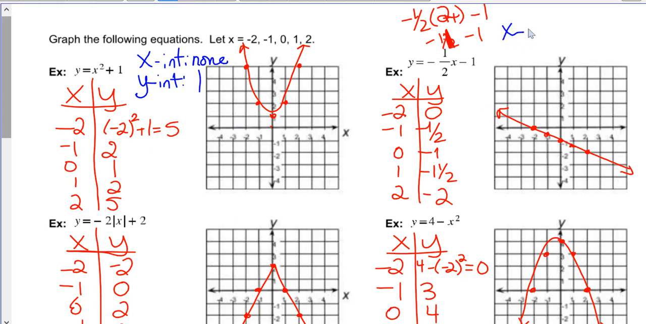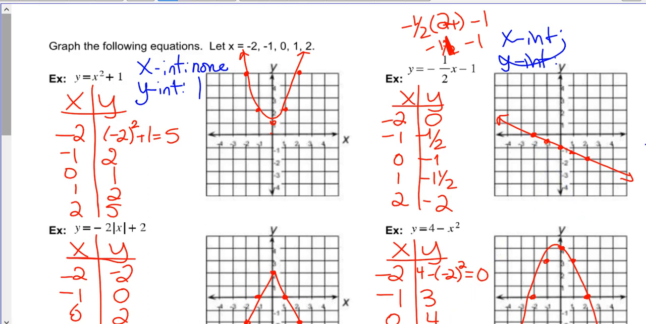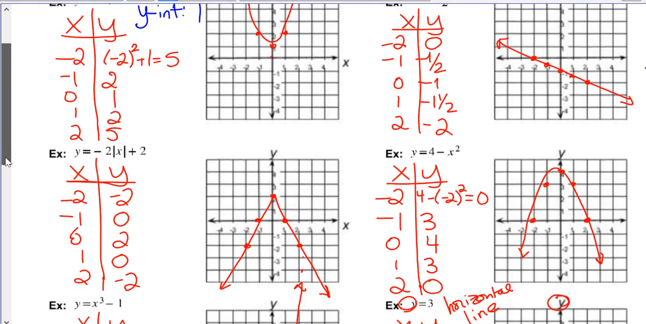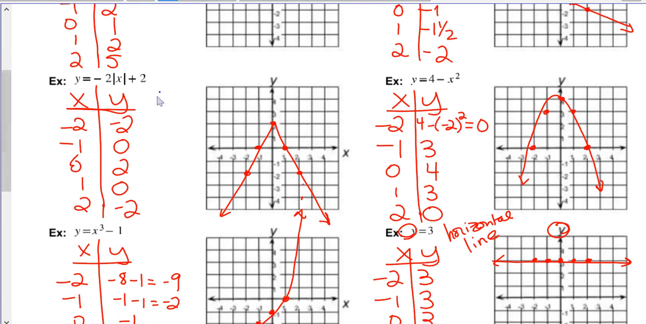If I look for my x-intercept here, where do I cross the x-axis? And the y-intercept, where do I cross the y-axis? Notice here, right there is the x-axis. And so that is at negative 2 for the x-axis. And I look along the y-axis where it crosses, it's going to be right there at negative 1. So sometimes you might not have any. Sometimes you'll have both.